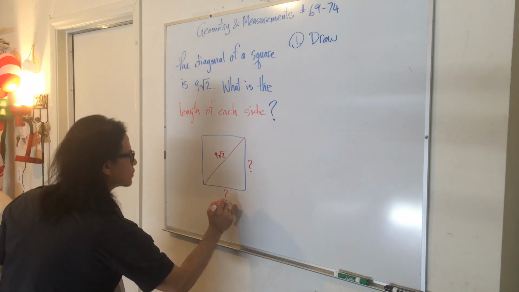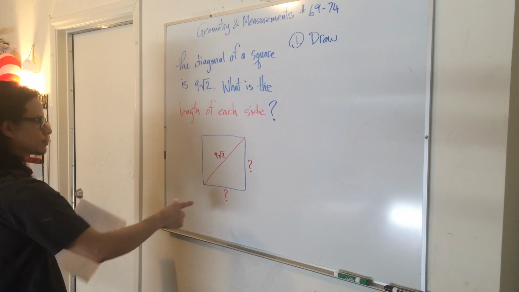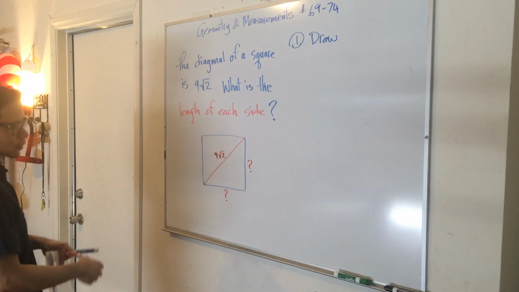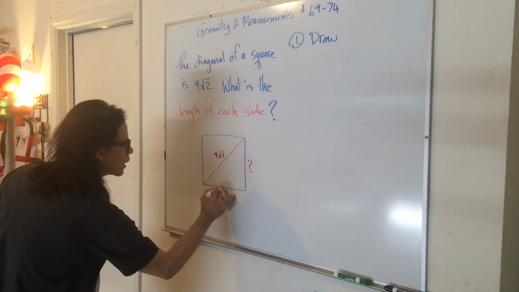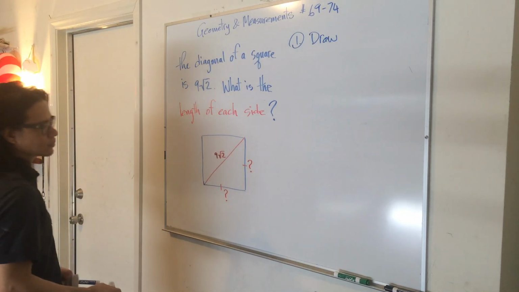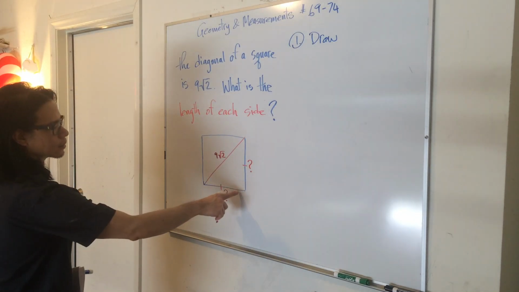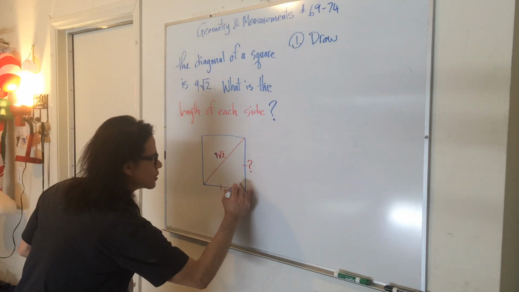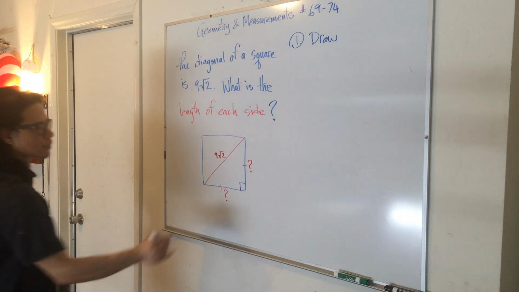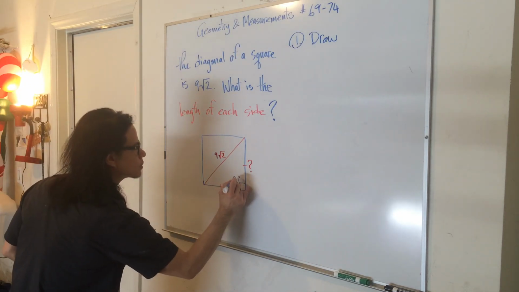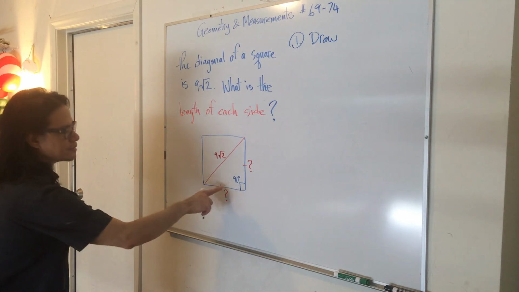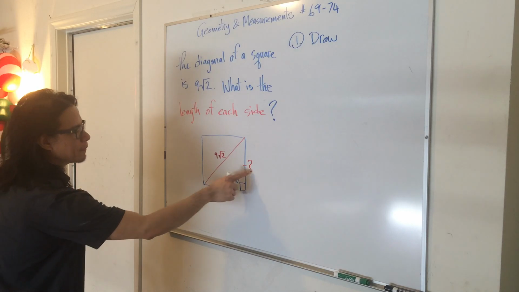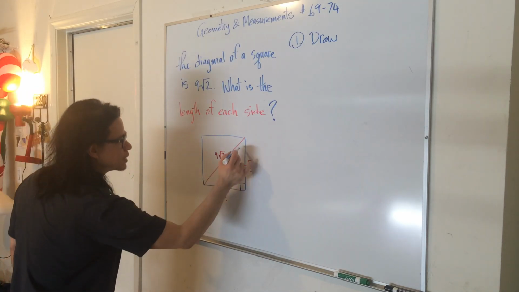So all the lengths of the square will be the same, right? The square has all equal sides. So you know that this side will be the same as that side. And then, because this is a square, we can safely say that this is a right angle of 90 degrees. And because this is an isosceles triangle where you have two sides the same, that means this angle is the same as that angle there.